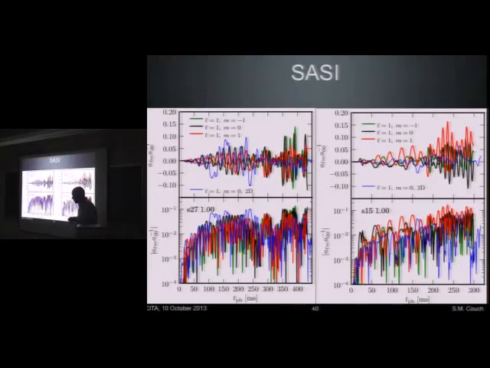So now what about turning the heat factor up? What if we turn the heat factor up so that these 3D simulations explode? What happens to the standing accretion shock instability?